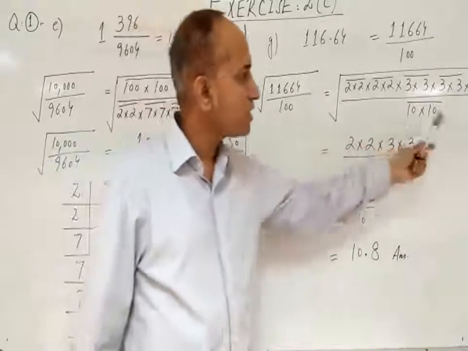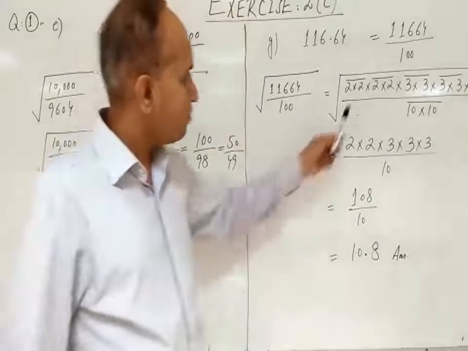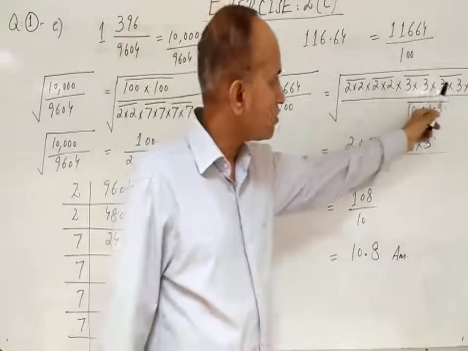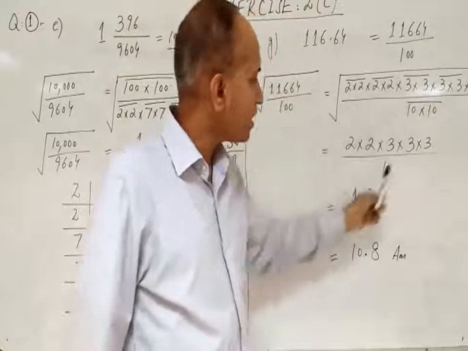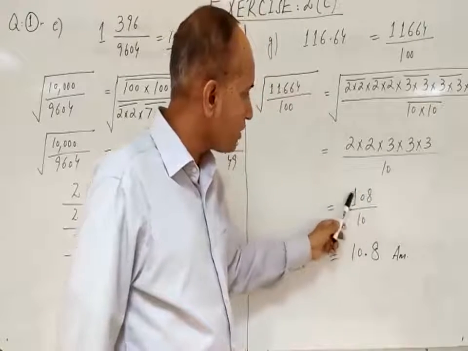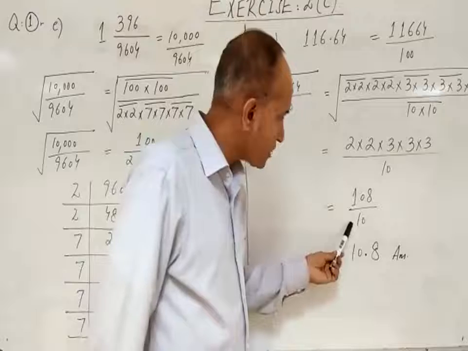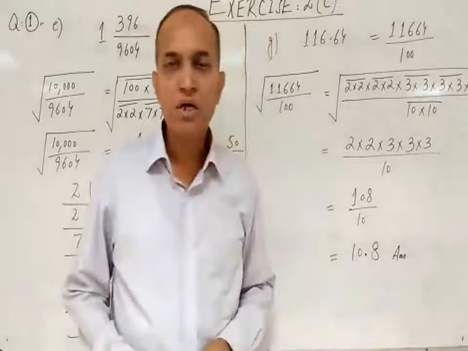100 can be written as 10 into 10. So we get 2, 2, 3, 3 and 3 from here and 10 from here. We get 108 by 10, and when we divide this by 10 we get 10.8.